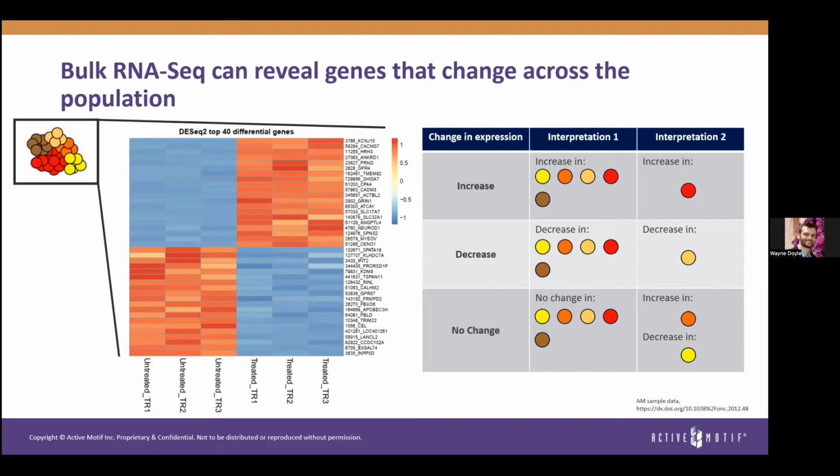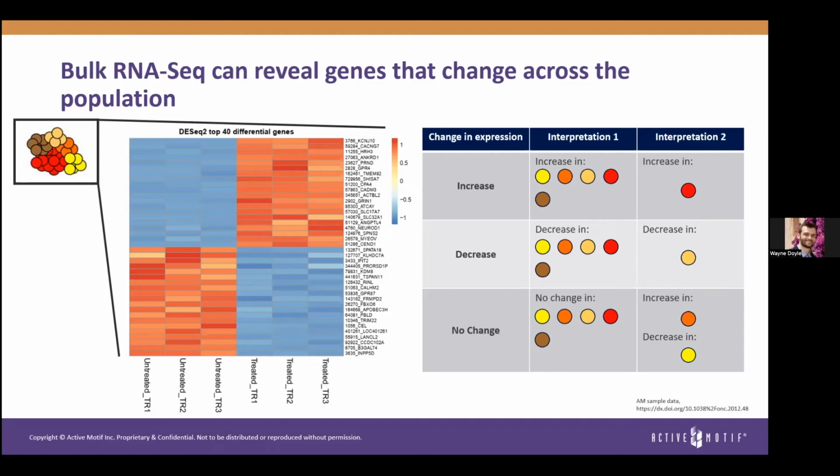Similarly, a decrease could be a decrease in all cells in the sample, or just one population that really shut down its gene expression. And even when we see no change in gene expression, that could mean that we truly do have no change in gene expression. Or it could be that one population of cells really increases gene expression and one population really decreases it, so on average, we're not seeing an effect.